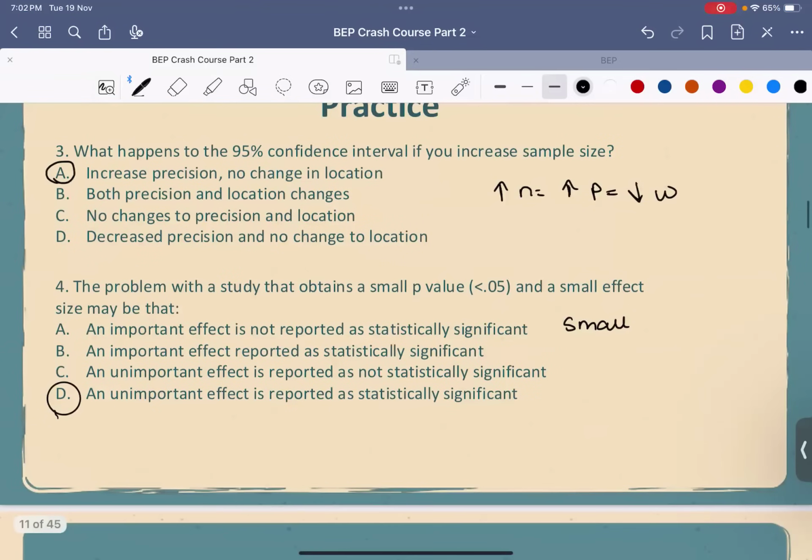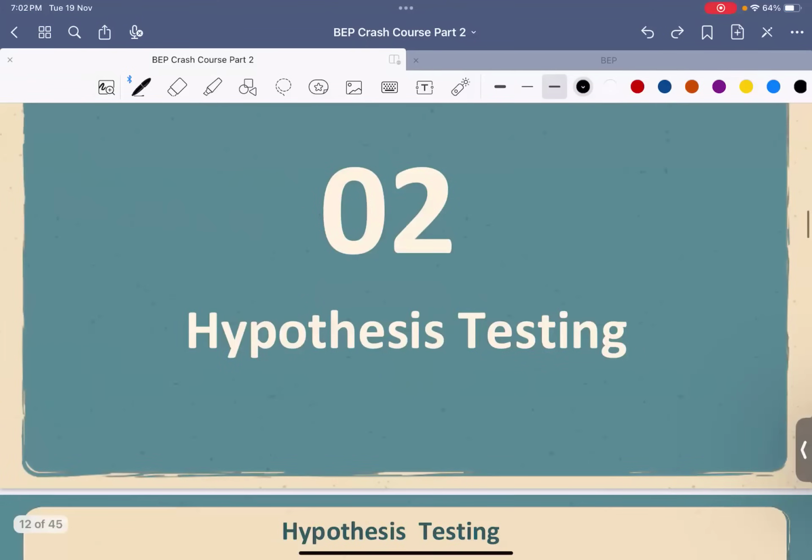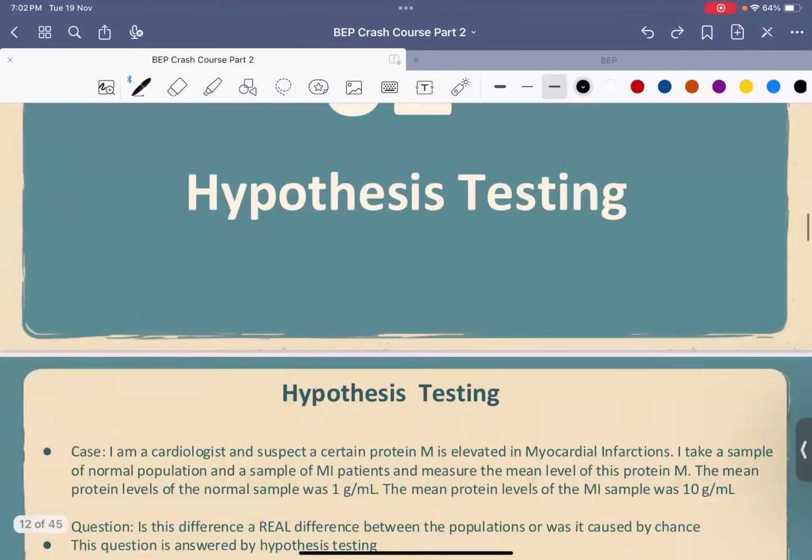Okay, an easy way to do this, to not confuse yourself: small p-value, take out "not statistically significant" because it's definitely statistically significant. And then you can choose from the other two. And obviously, because there's a problem, then an unimportant effect is reported as statistically significant. This is not a problem. So you can guess by logic or common sense. So that's it for the first lecture, which is confidence interval.